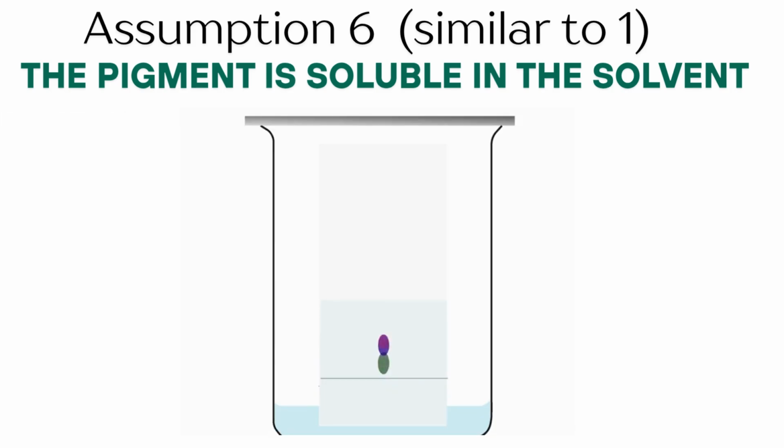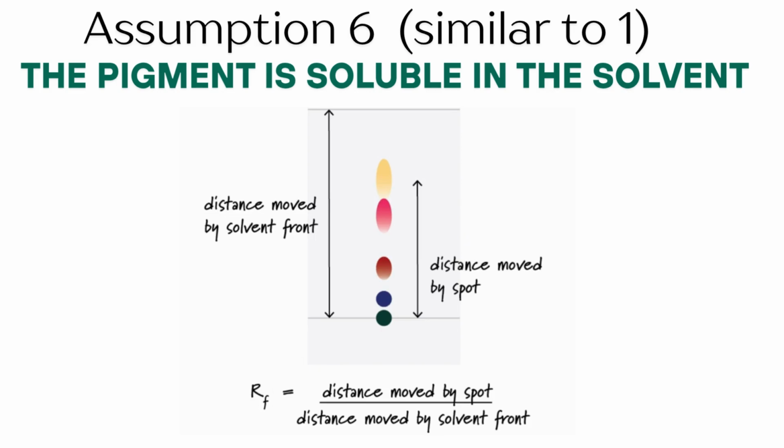Assumption 7 is that the solvent front travels a measurable distance. It should move enough but not run off the paper. If it runs off, you cannot calculate the RF values.